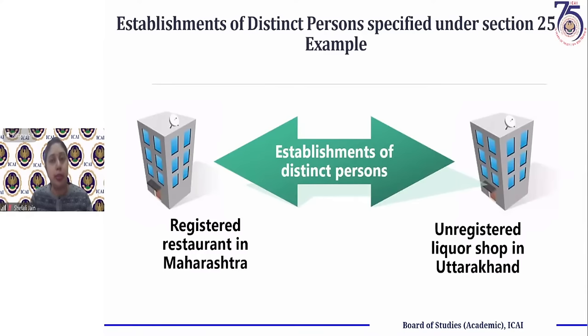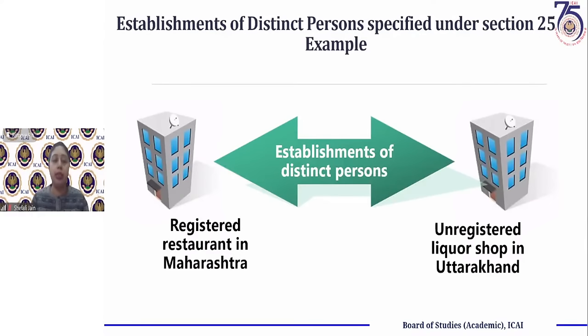Second is establishment of distinct persons under section 25. Now, what is establishment of distinct persons? Distinct persons, we said, is where one person has a registration in one state and, with the same PAN, has a registration in another state also. These two registrations are distinct persons. But a person who is registered in one state may also have establishments or businesses in other states. Whatever businesses he has in other states are establishments of that person, and these two units will be considered establishments of distinct persons.